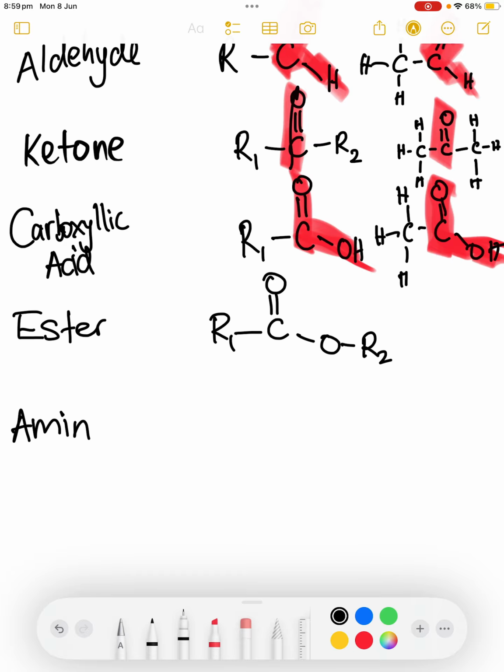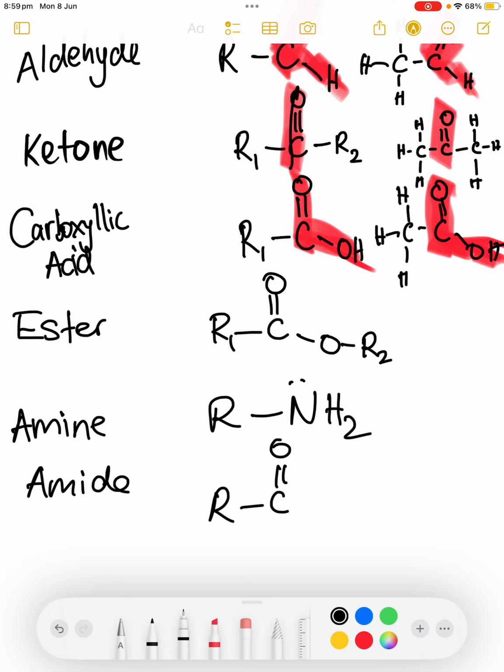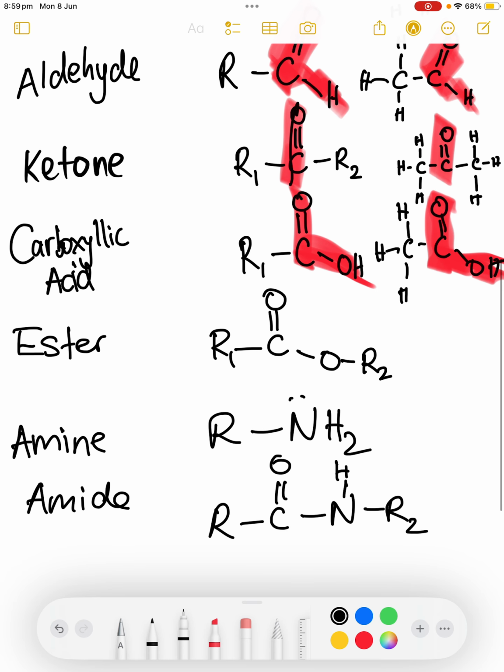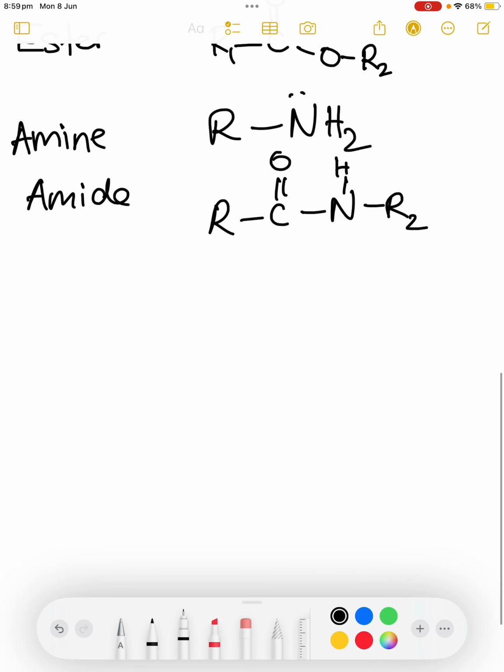Amine, RNH2, and amide, RC, double bond O, NH2 as well. And they are all the functional groups that you'll look at a little bit in year 11 and a little bit more in majority in year 12 as well. Now, in terms of study for the exam, you will need to know how to name and draw out an alcohol, which we'll look at next.